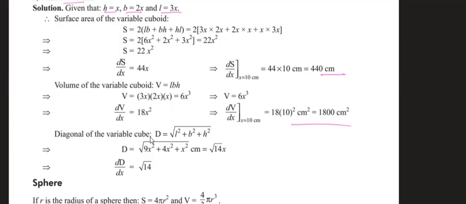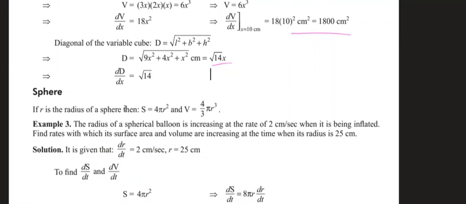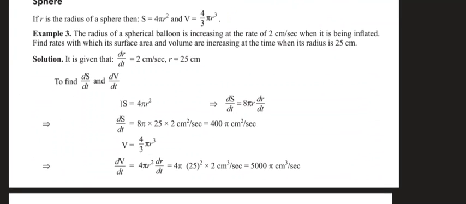Similarly, diagonal of the variable cube. So d is equal to the whole square root of L squared plus B squared plus H squared. So substitute the value, so you are getting 14 root x. So dd by dx, is it not? When you differentiate and the x becomes 1, you are able to get only root 14. So root 14 is the answer. That's all. Then let us move to the next concept based on sphere.